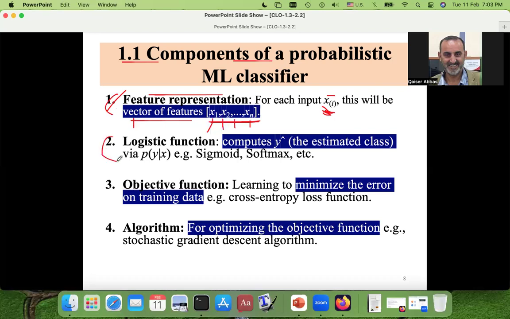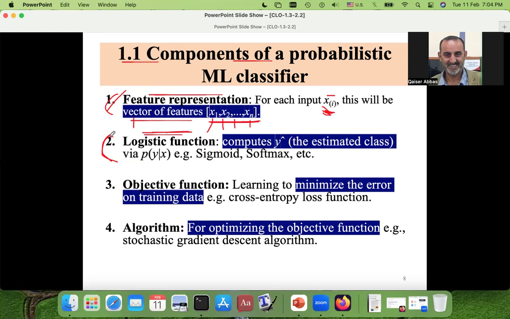Number 2, logistic function. What is the logistic function? This is the logistic function of any probabilistic model, okay? Before starting, we are saying this for any probabilistic machine learning model. That function will compute the probability for the target class. That logistic function can be part of logistic regression, part of a neural network, part of a decision tree, anything.